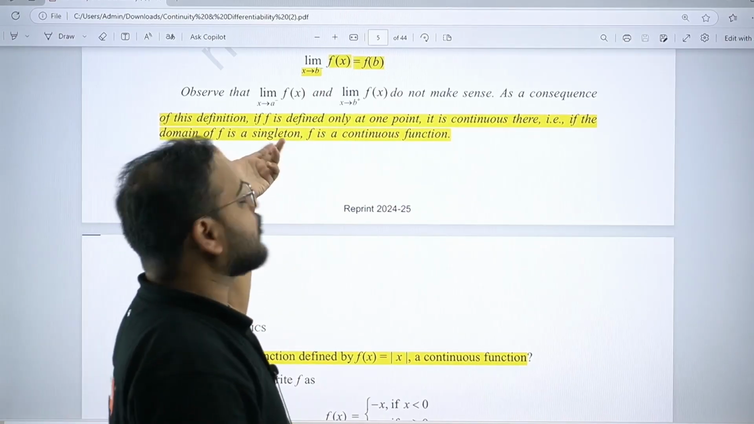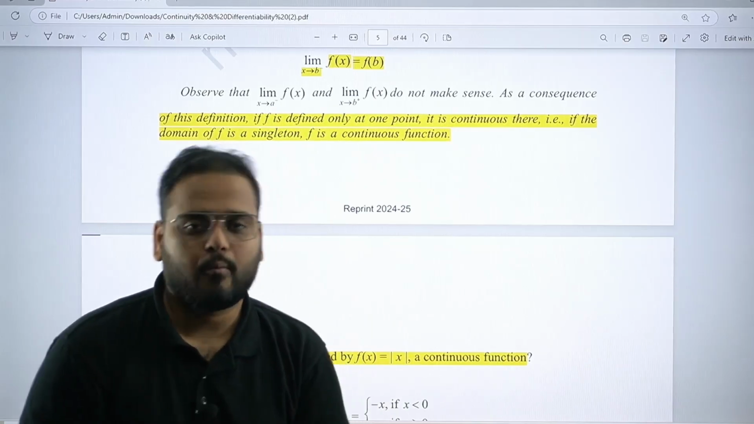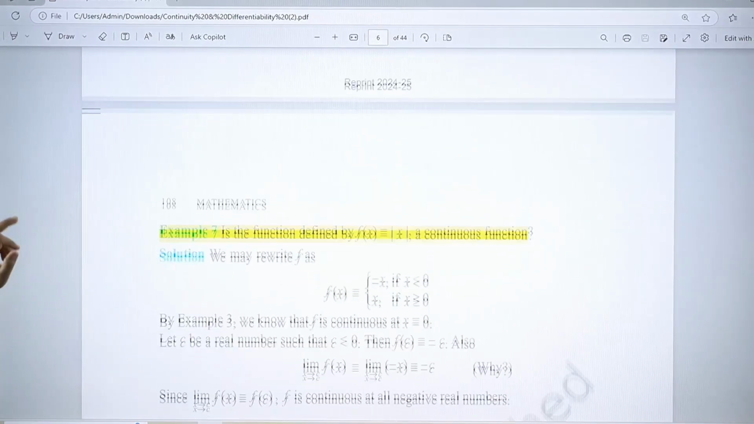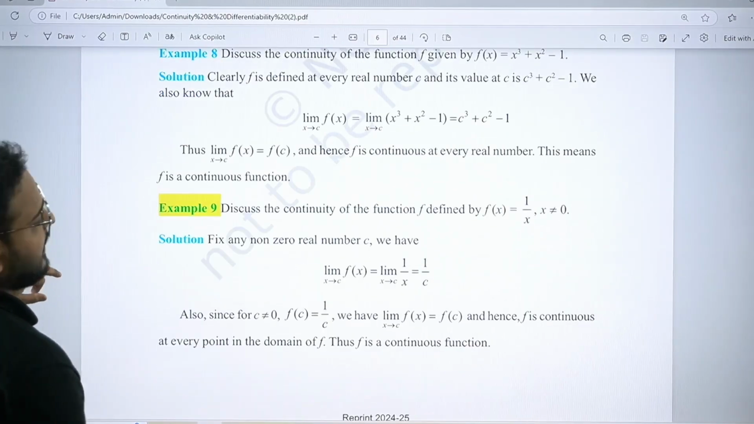F is singleton, the domain is singleton, and the function is continuous if this is continuous at the given point. Okay, so simple definitions are there. Please go ahead and do it. Example number 7 you can do. Okay, moving on. Example number 9 I have marked here.